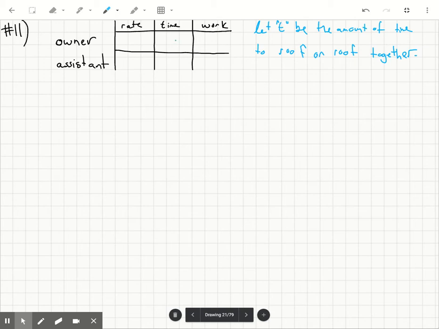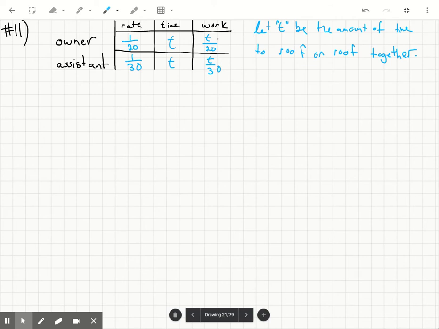So if that is the time, we don't know what the time is. That's our variable. The rate, I think, is given. We said this is the owner, so the owner could do one job, so one roof, in 20 hours, and then the assistant was able to do it in about 30 hours. So if we go rate times time, then it's T over 20, depending on what the time is, how much work they get done. So 20 hours, what you'd see would be one roof. And then here it's going to be T over 30.